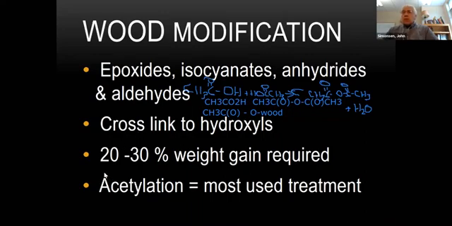The issue with all of these wood modification techniques is they generally require a very high weight gain, whereas with preservatives, you're talking about a few percent, usually less than 5, in order to get protection of the wood. With the wood modification, you need 20 to 30% weight gain in order to get similar protection, which puts you economically non-competitive, right? So acetic anhydride, acetic acid is inexpensive, and so it's the one that's used the most.